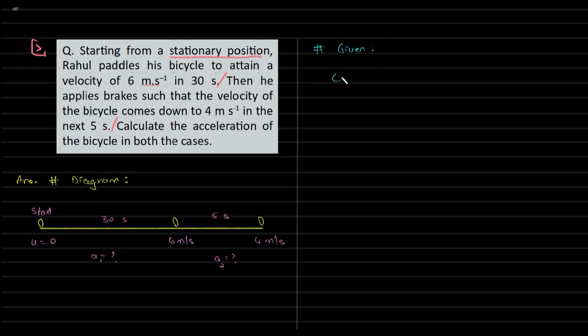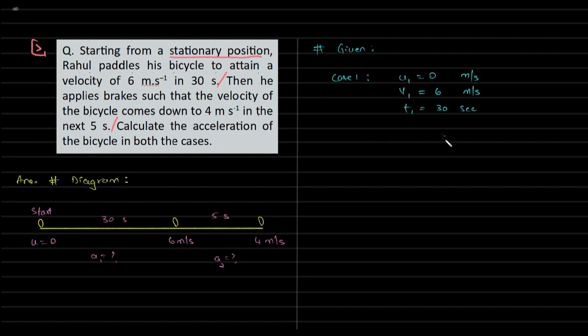Case 1: we have u1 is equal to 0. Then we have v1, which is equal to 6 meters per second. T1 is 30 seconds. Now we have to find A. A1 will be equal to (V1 minus U1) divided by T. Or if you are not familiar with this, we'll go with the formula V is equal to U plus AT.